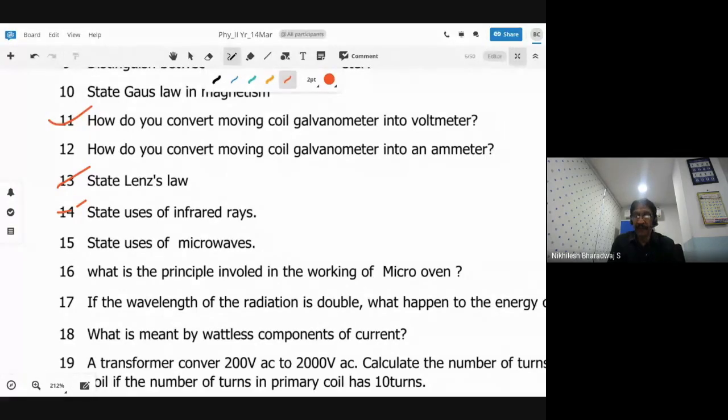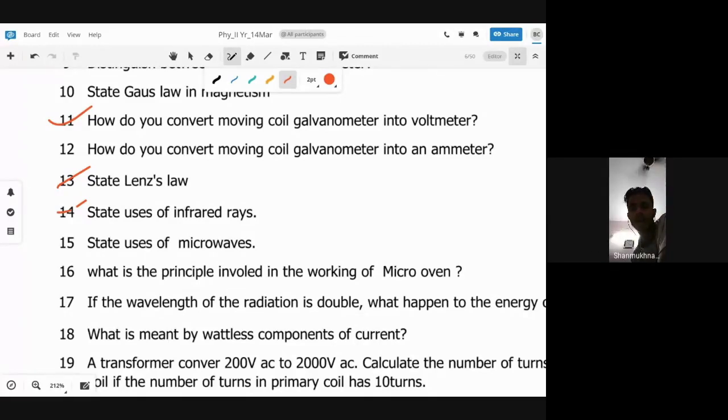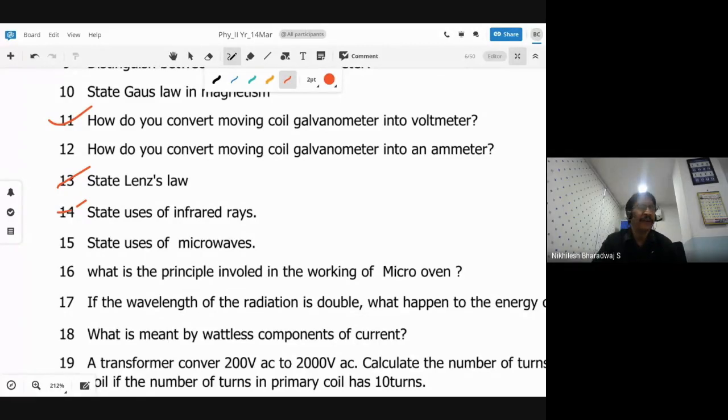Next, use of microwaves. Radars, satellite and space communication, even for cancer treatment also. As you said, the microwaves are used in radars and also used in satellite and space communication, and sometimes we use for cancer treatment also.